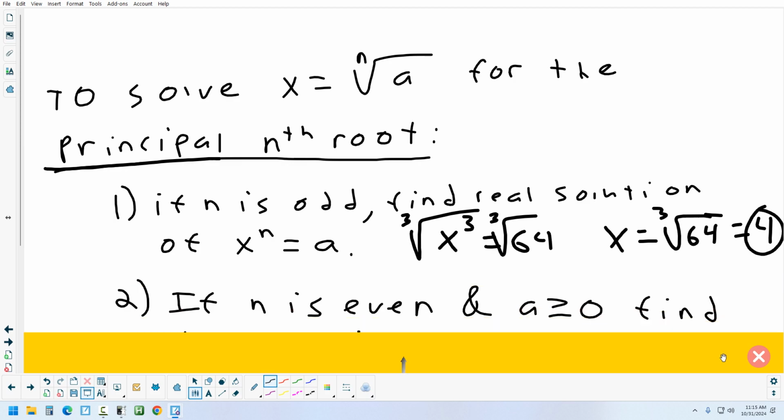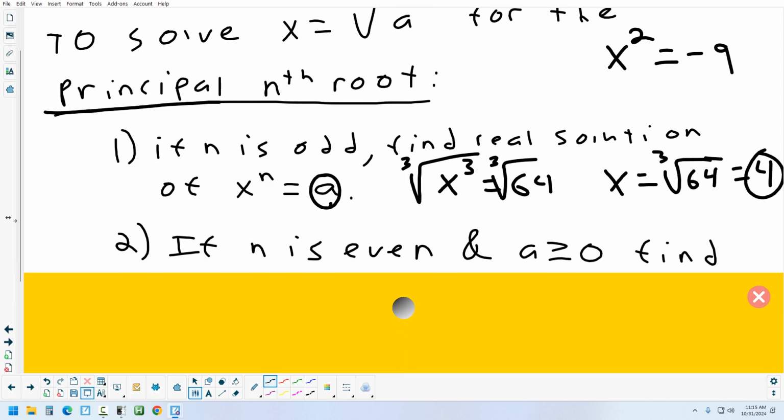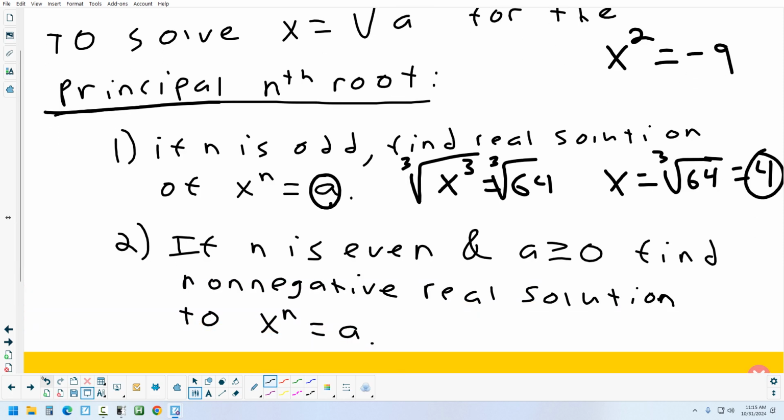Now, when we're dealing with even roots, we got to be careful. How come the a, when we're dealing with an even root, has to be greater than or equal to 0? What if it wasn't? What would happen if this number was less than 0 when I try to solve that? Yeah? You would have imaginary answers. Right, I would have an imaginary answer. And when I'm asking for the principal root, I don't want an imaginary. I want a real answer. Right? So whenever we're dealing with principal roots, you'd never have a situation like this. You would have a situation more like this.